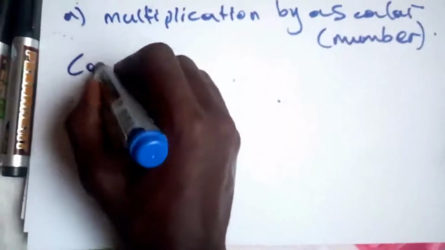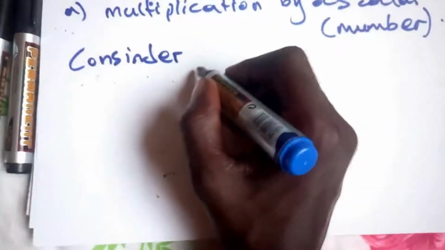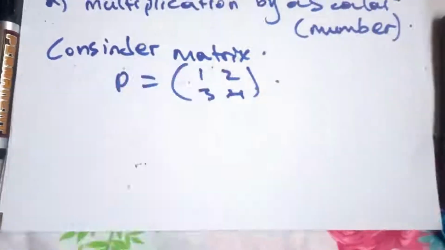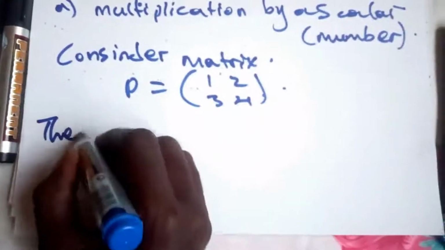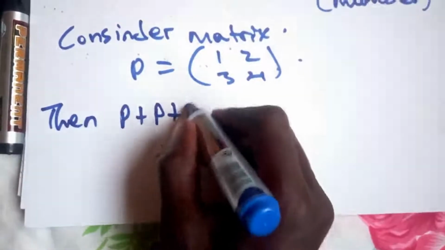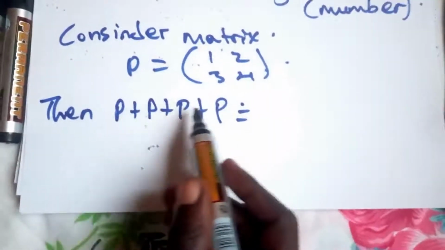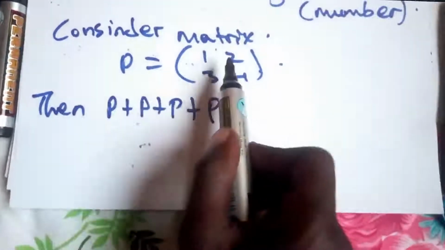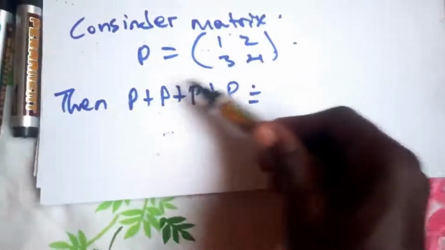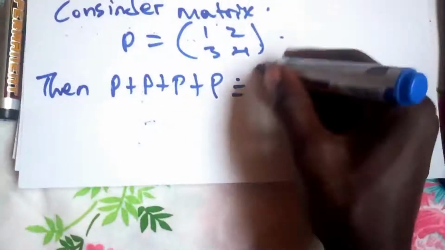Let's first have a matrix. Consider matrix P. Then let's say that I'm going to add P with a P. I add another P. I also add another P. Remember, we know how to add these matrices. So I'm going to add P plus P plus P plus P. So I'm adding similar matrices together. Okay, that is okay for all of us.